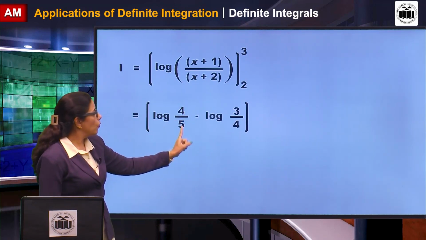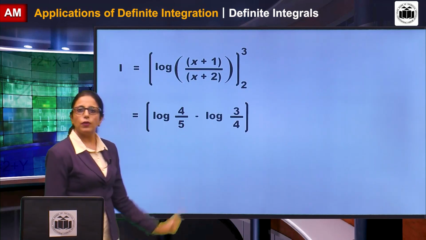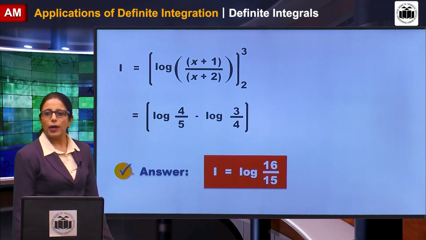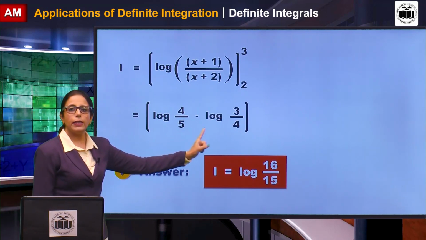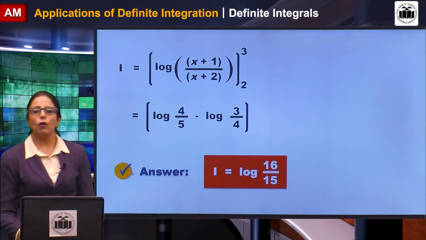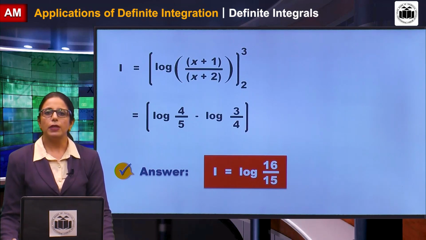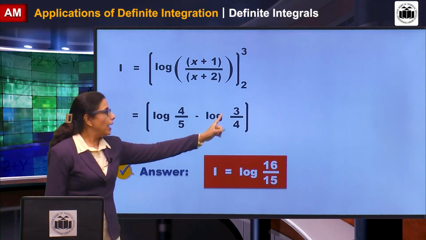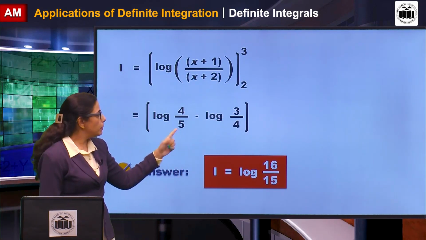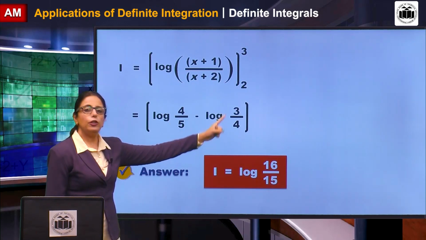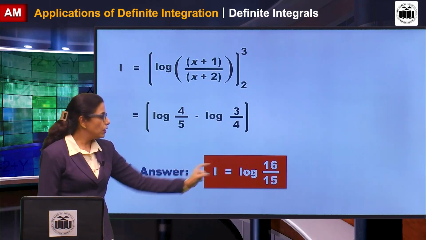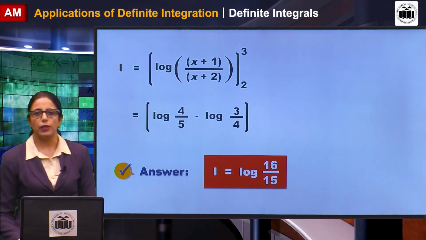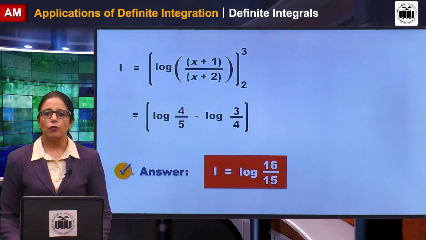So, it becomes log of 4 by 5 minus log of 3 by 4, and again using the law of logarithm, log m minus log n is equal to log of m by n, that will give us the value as log of 16 by 15. The fraction 4 by 5 and the fraction 3 by 4 is actually multiplied in the form 4 by 5 into 4 by 3. So, this becomes log of 16 by 15. I hope you all are following, students.